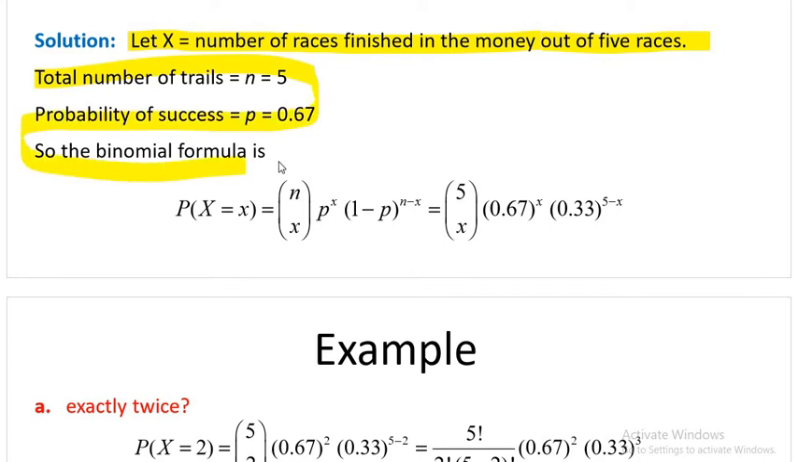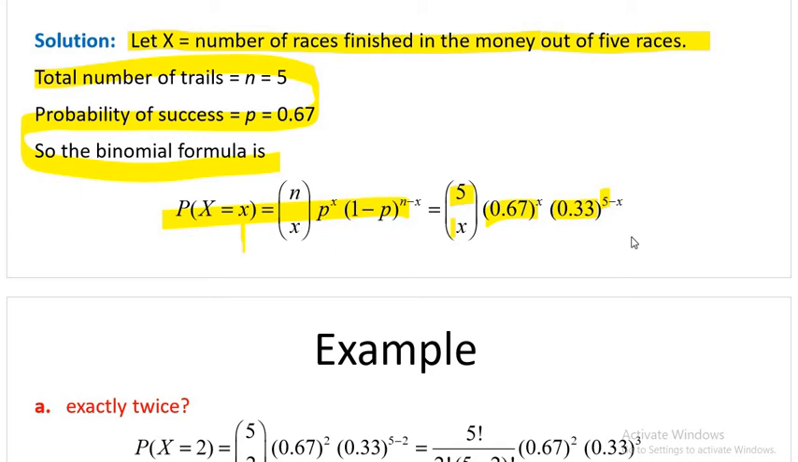Now the number of trials is n, and p is 0.67. So I can write this binomial formula very easily. I will replace only n, p, and 1 minus p. This is my p, 0.67, this is my 1 minus p, and n is 5. These things are given to me, so I replaced them in the formula. But x stays x, because x is not known to me. Whatever x you give me, I will give you the answer.